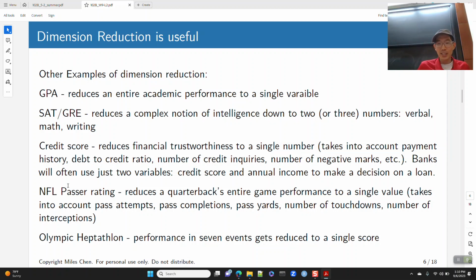Other things, even in sports. In the NFL, they evaluate a quarterback's performance using something called the passer rating, and that takes into account all kinds of stuff, like how many pass attempts, how many pass completions, how many interceptions. And the overall rating for this quarterback for this game gets this 1 number. And we say this player had a better or worse performance.